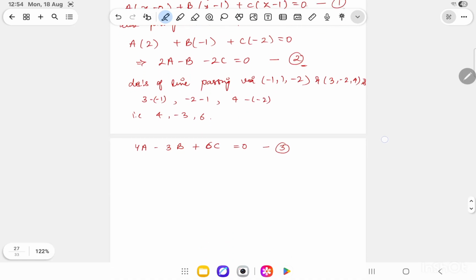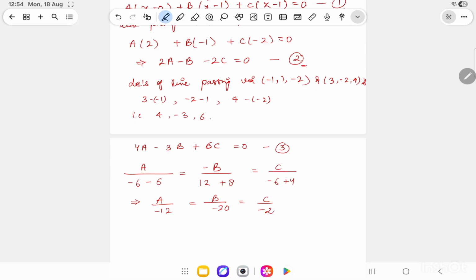So using cross multiplication we can solve equation number 2 and 3 to get values of a, b, c. If we do that, we'll get a upon minus 6 minus 6 equals minus b upon 2 into 6, 12 plus 4, which is 8, equals c upon minus 6 plus 4. Simplifying, I'll get a upon minus 12 equals b upon minus 20 equals c upon minus 2. Let me just cross check it.